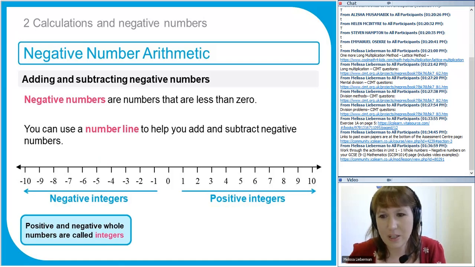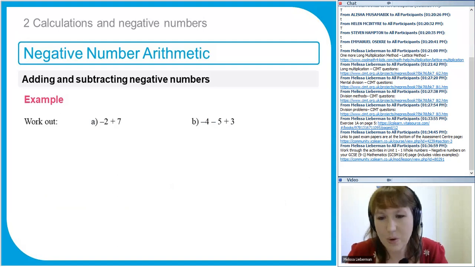Okay, how do we do arithmetic with them then? So what does it mean? Supposing I've got part A. If you want to have a go at answering these, just write A, then put your answer.